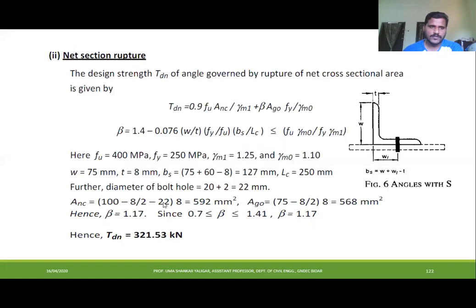Now next, we need to calculate for the net section rupture. The formula is what? One difference is there. In the previous problem, it was a plate section, and for the plate section the net section rupture formula is different. For the angle section, this formula is different. For the angle section we use this formula, whereas for the plate section the formula is different: 0.9 Fu into An divided by gamma m1.